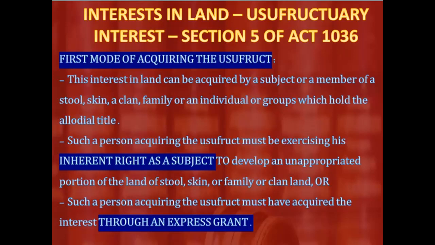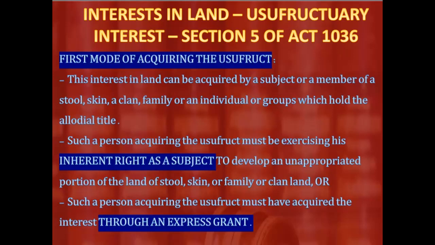So either you go and look for any undeveloped portion, reduce it into your possession, and cultivate it. You would have acquired the usufruct. Or if you don't want trouble, you can go straight to the allodial title holder and tell him to give you an express grant of the land. Since you are a subject, what you acquire is a usufruct. And you are told that it is inheritable and it is alienable. It's an interest that you can transfer. So this is the first mode of acquiring the usufruct under section 5, subsection 1A.